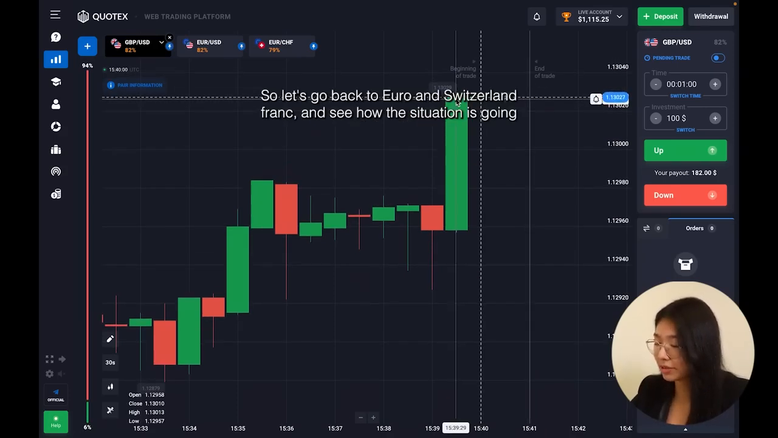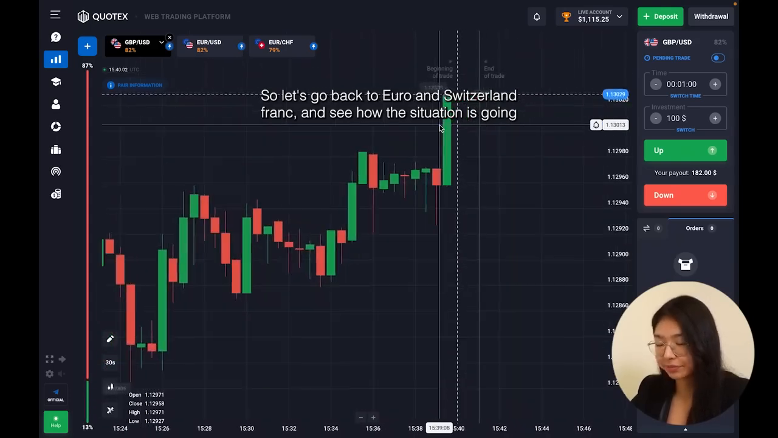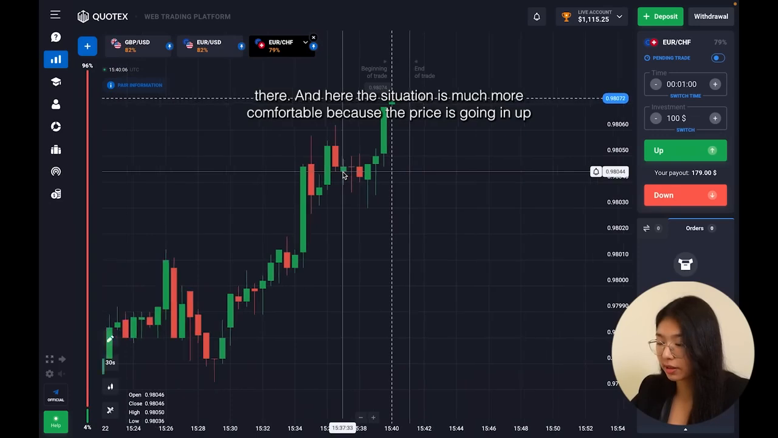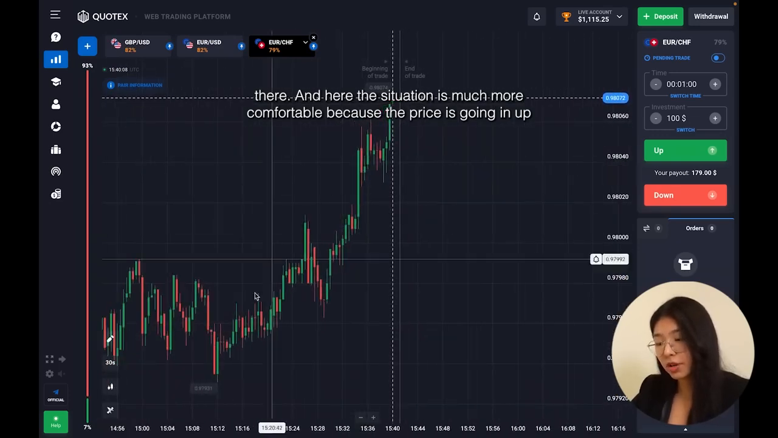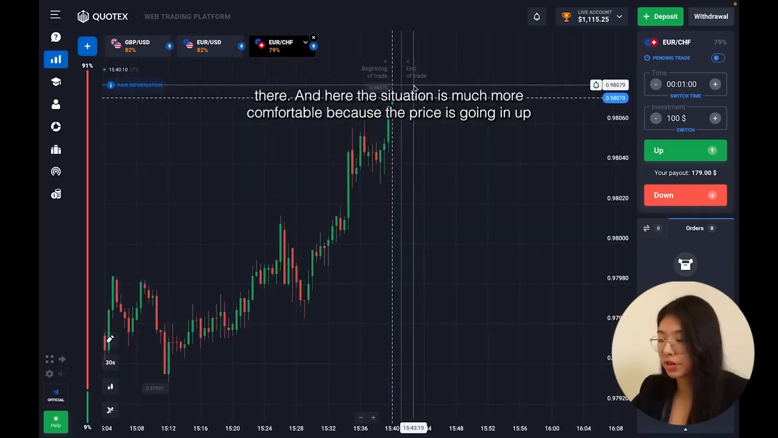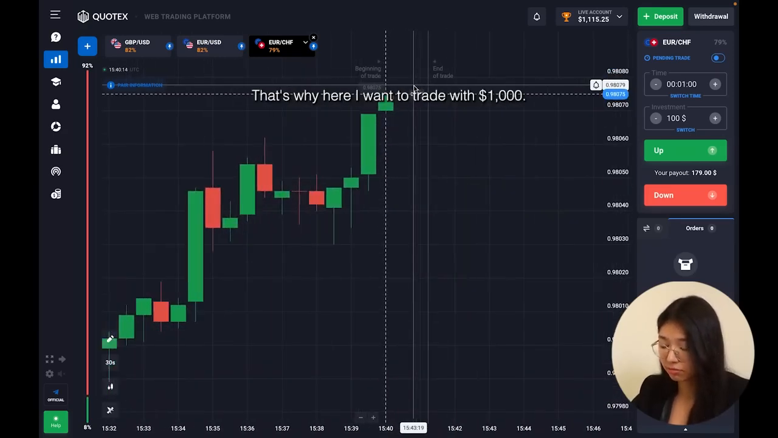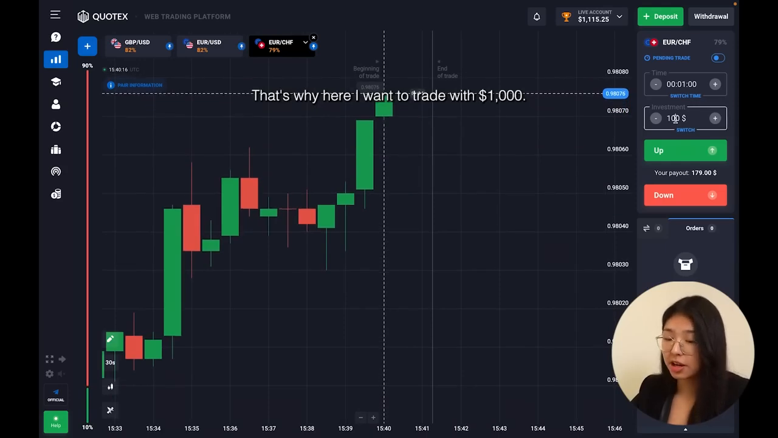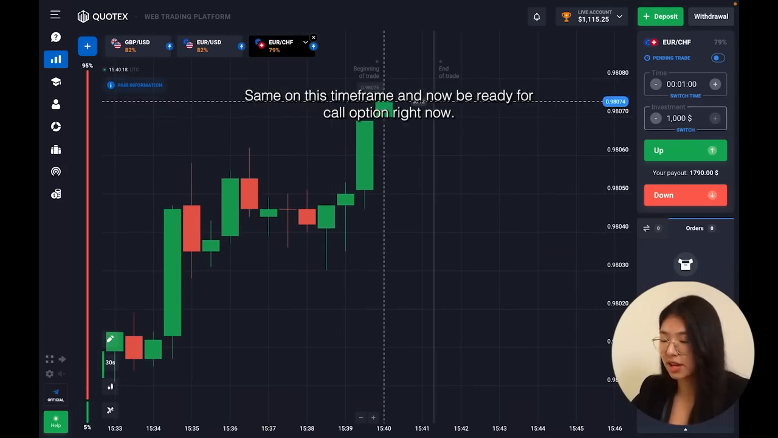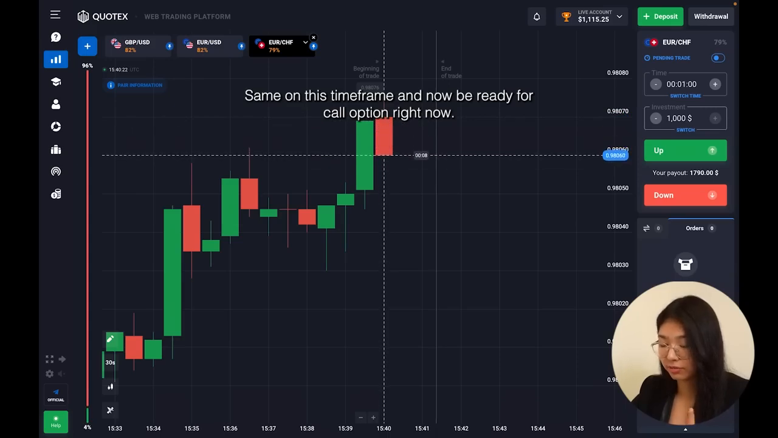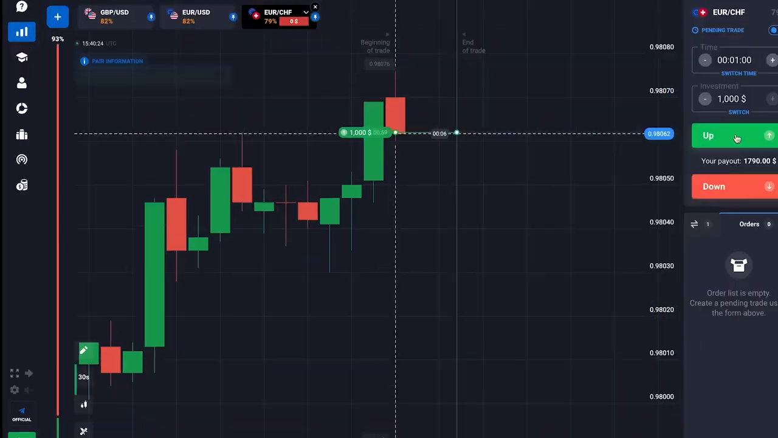So let's go back to Euro and Brazilian Real and see how the situation is going there. So this situation is much more comfortable because the price is going in an up direction. Pretty good situation for me. That's why here I want to trade with $1,000 and the same on this time frame, and now be ready for a call option right now.